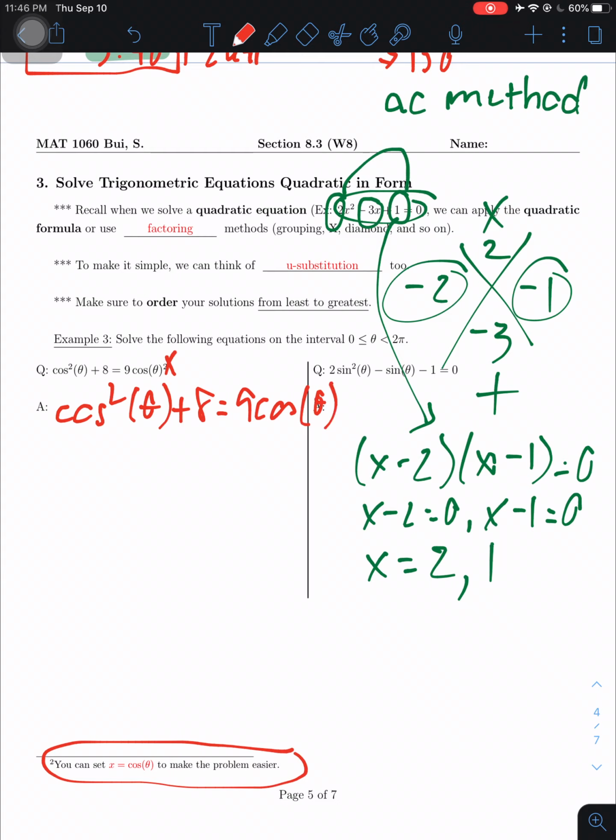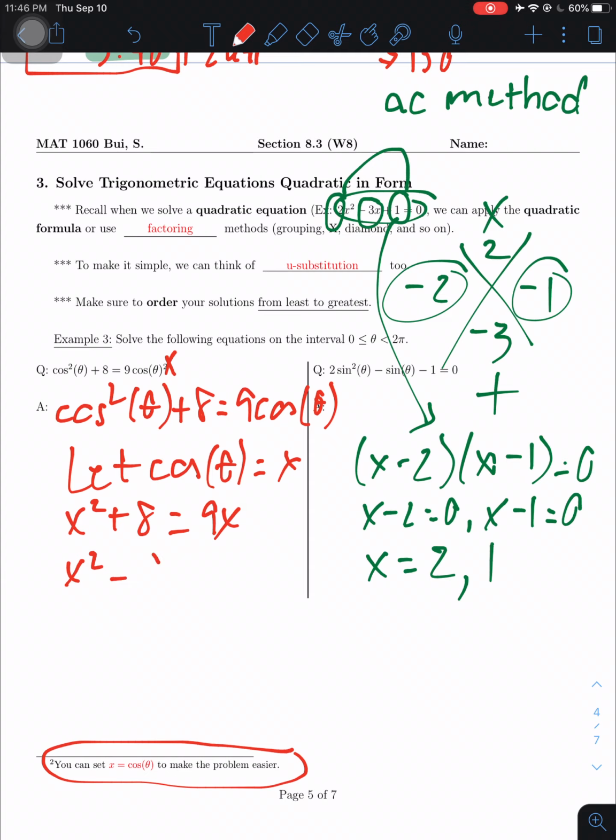And I noticed that the cosine here repeats more than one time, so I'm going to let cosine of theta equals to x. And next time I'm going to get x squared plus 8 equals to 9x. Okay, and I'm gonna arrange everything together on one side and leaving the other side 0. So I'm getting x squared minus 9x plus 8 equal to 0.